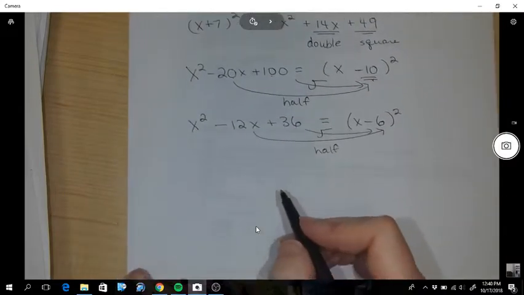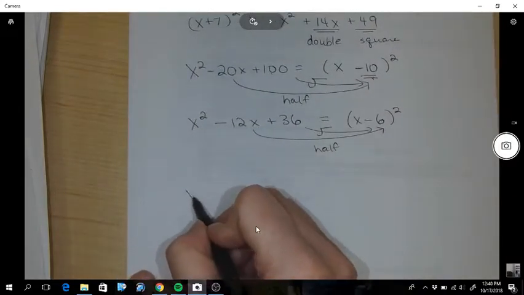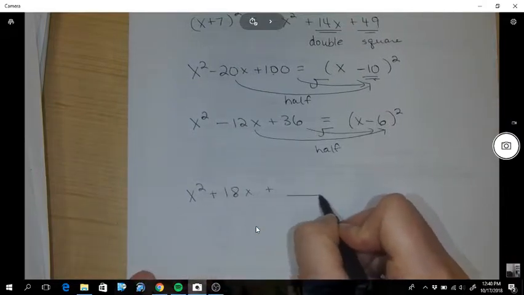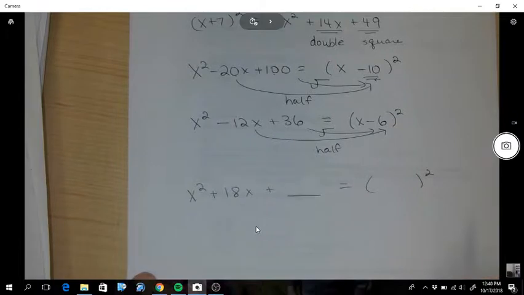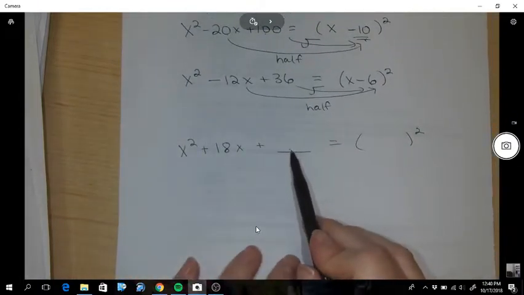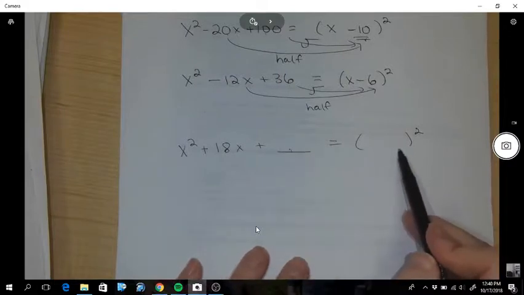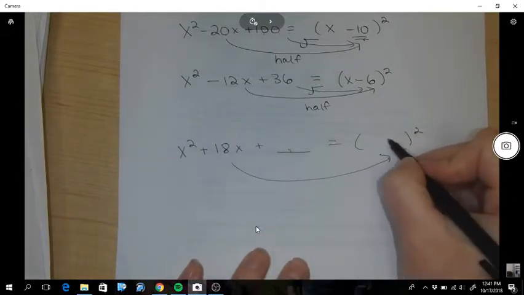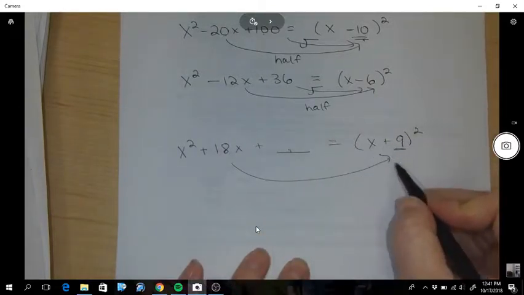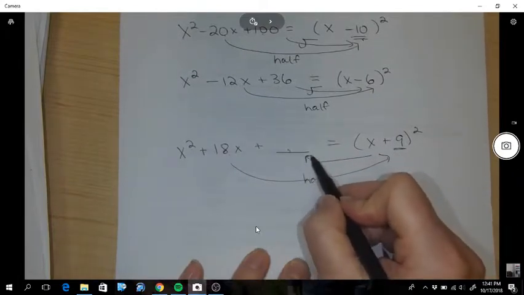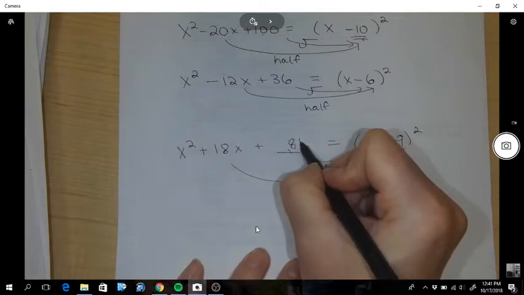Okay, now if I give you this, could you fill this in? So what would have to go on this blank? Okay, well, we know our number here would have to be half of this. So this would have to be a positive 9. So then this would have to be an 81.